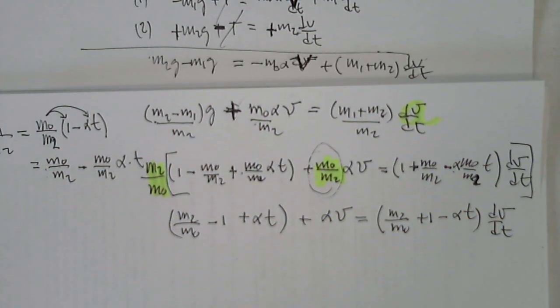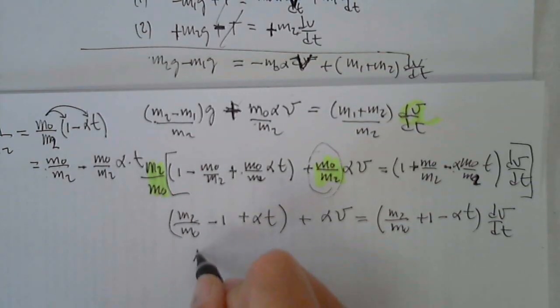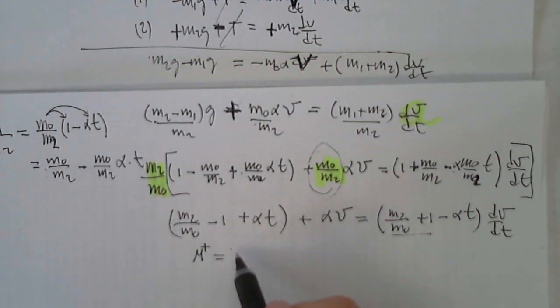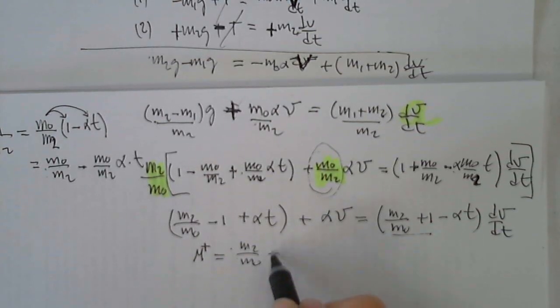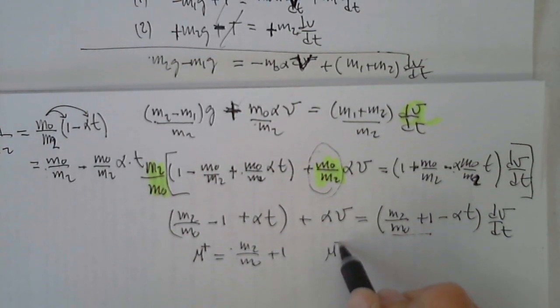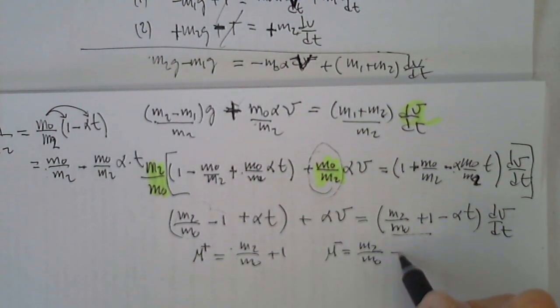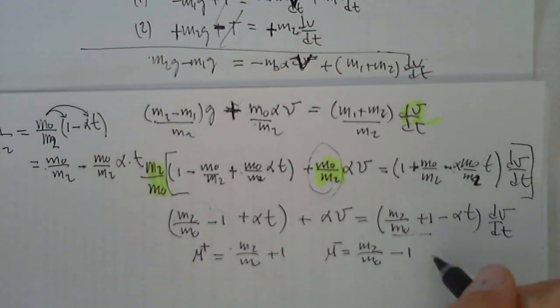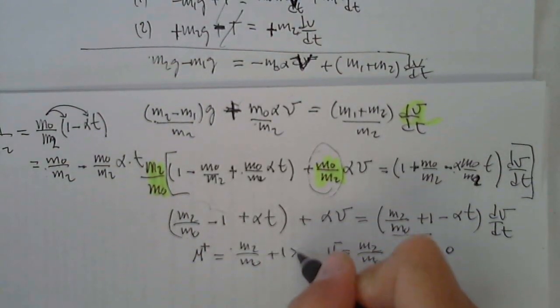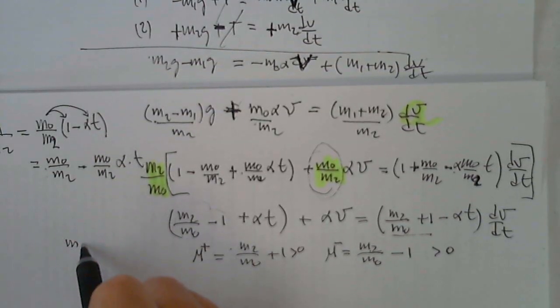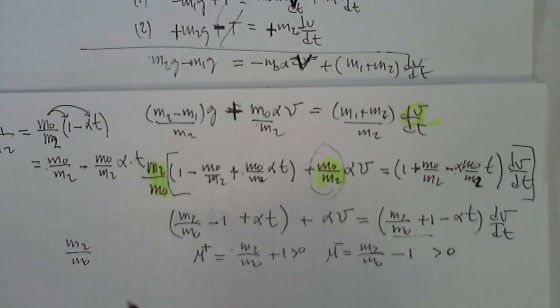and it's taking form. And now I will call this mu plus this term over here, and mu minus this term over here. And this is bigger than 0. Both are positive because M2 is bigger than M0 by choice.